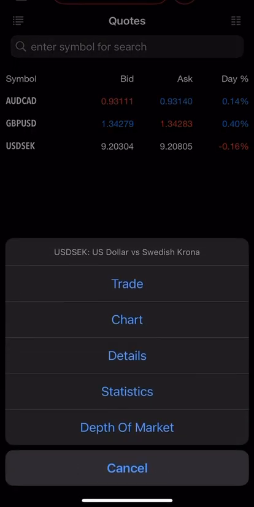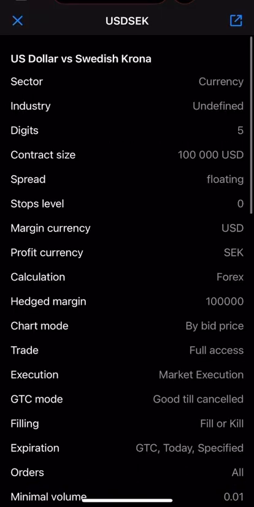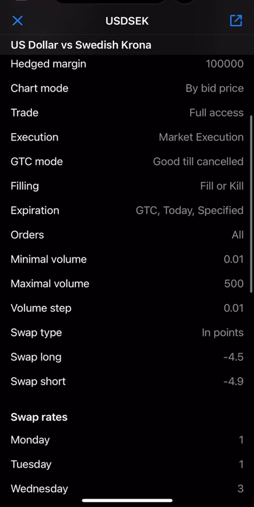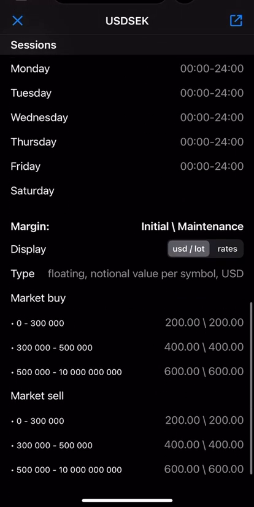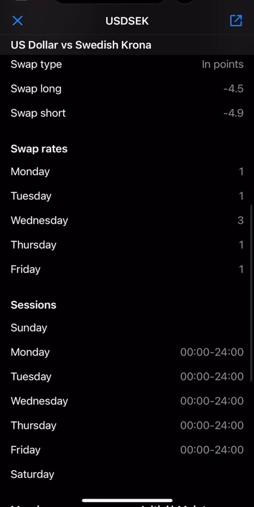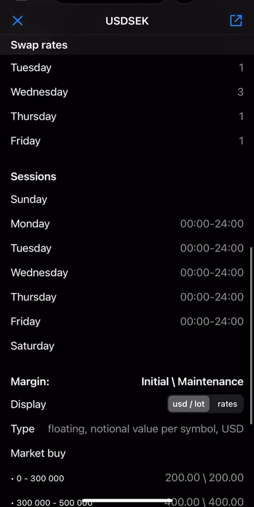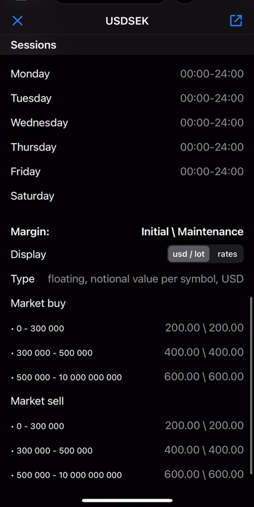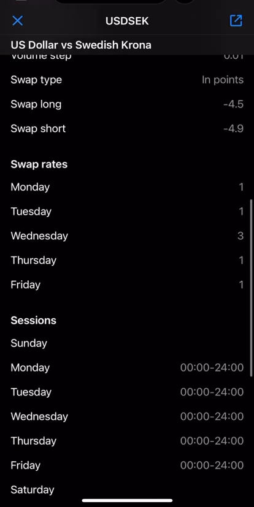If you click on the pair again, it's the same thing on each pair. So you click on details. The details show you about the currency pair you are trading, the sector, the industry, the digits, contract size, spread, stop level, margin currency, profit currency, calculation, margin, chart mode, trade execution, GTC mode, filling, expiration, and so on. I can't start listing them to you. It even shows you the number of days the market opens and the number of days it doesn't open. So it shows you everything about the pair.